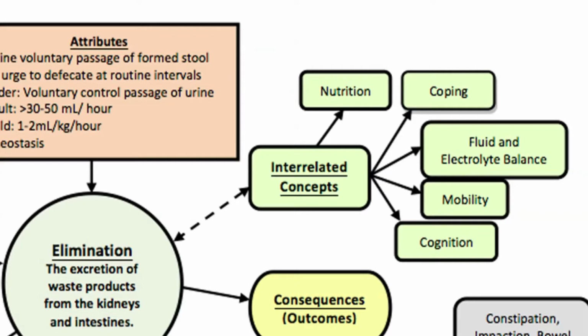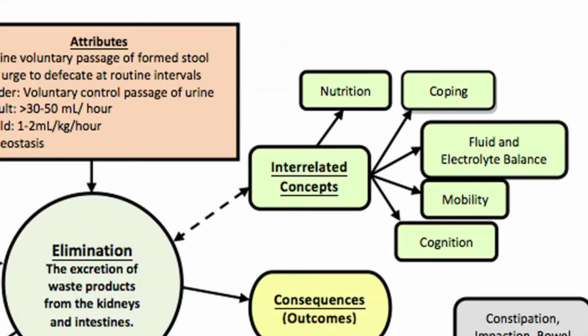As we look at the ones that are listed on this diagram, we will see nutrition. Of course, nutrition impacts elimination because if they eat roughage, they're more likely to have a bowel movement than if they are not. However, we know that elimination also affects nutrition because if they are constipated they may lose their appetite, and therefore it affects nutrition. They also may, if they have diarrhea, be afraid to eat, and therefore it would limit their nutrition.